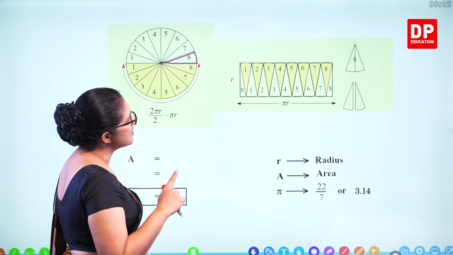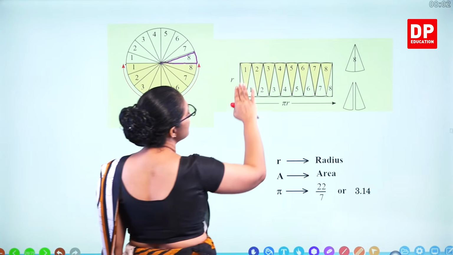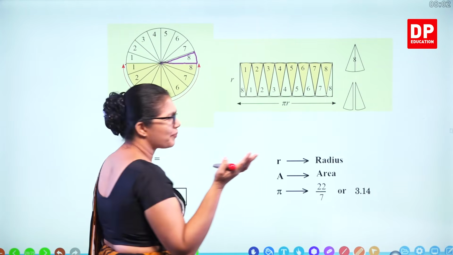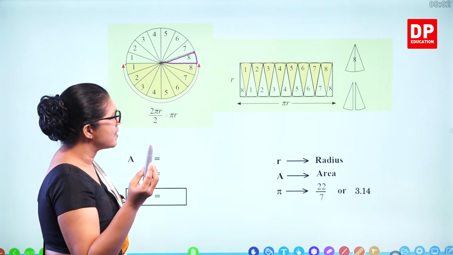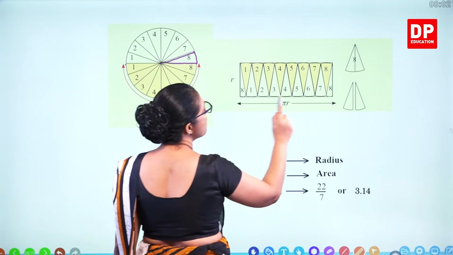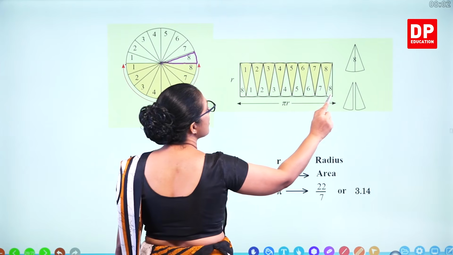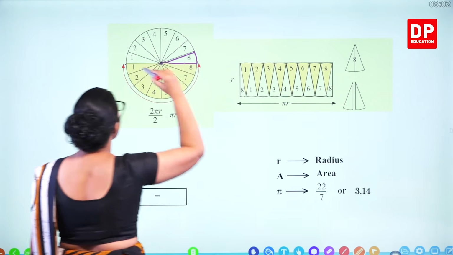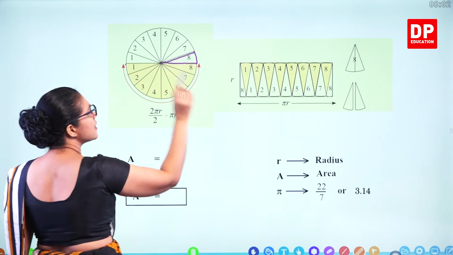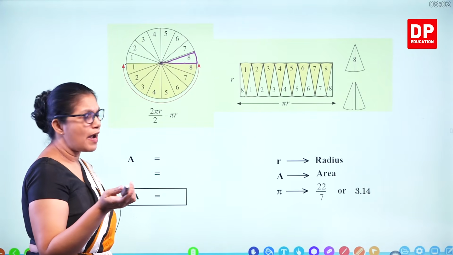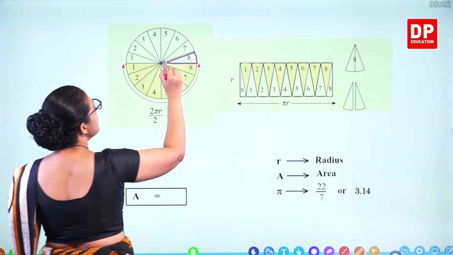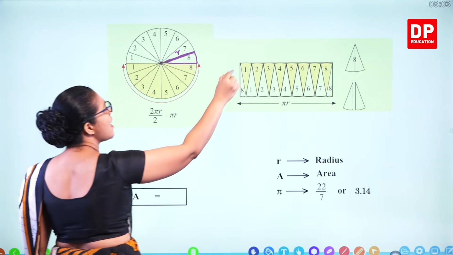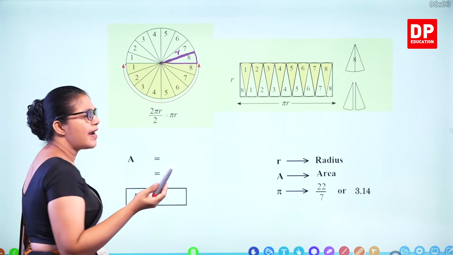So when you paste it, you can get a shape like this. So what's the shape? This is close to a rectangular shape. So if this side here becomes the length of all sides here, what's that? Pi r. 2 pi r divided by 2. And what's the length here? Each piece here is radius r. So this height is the radius.